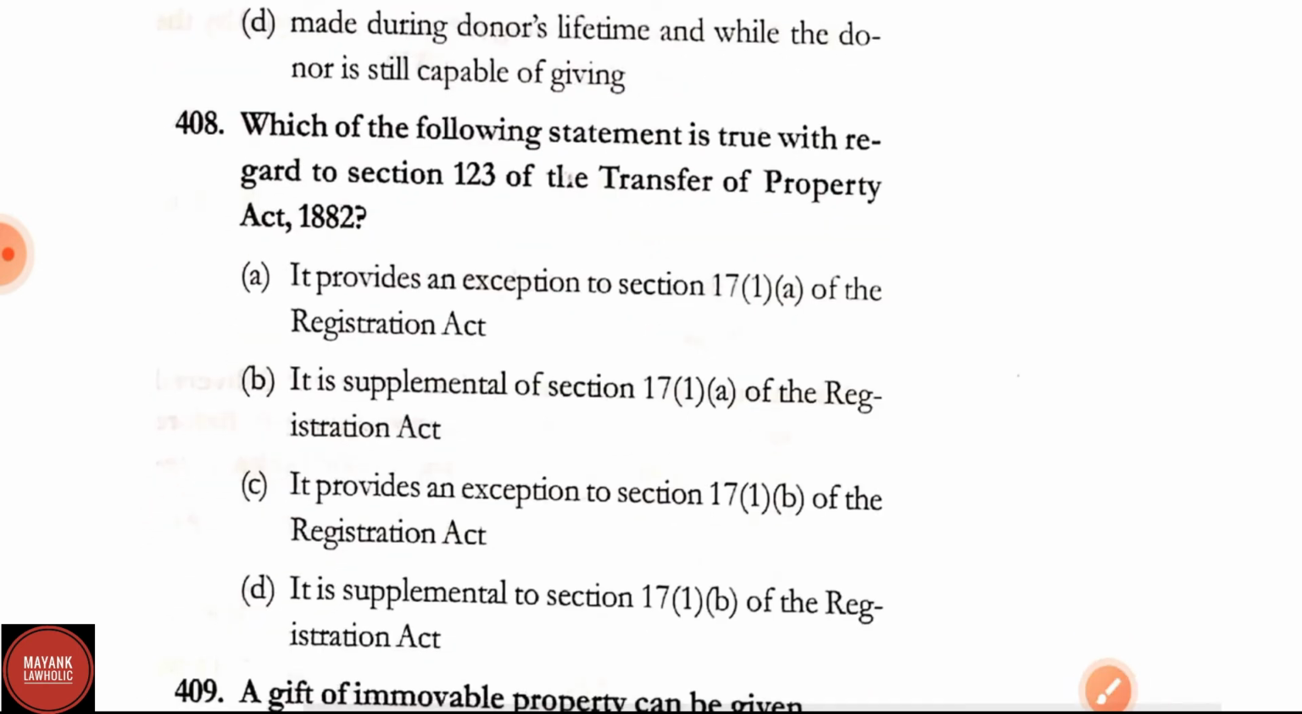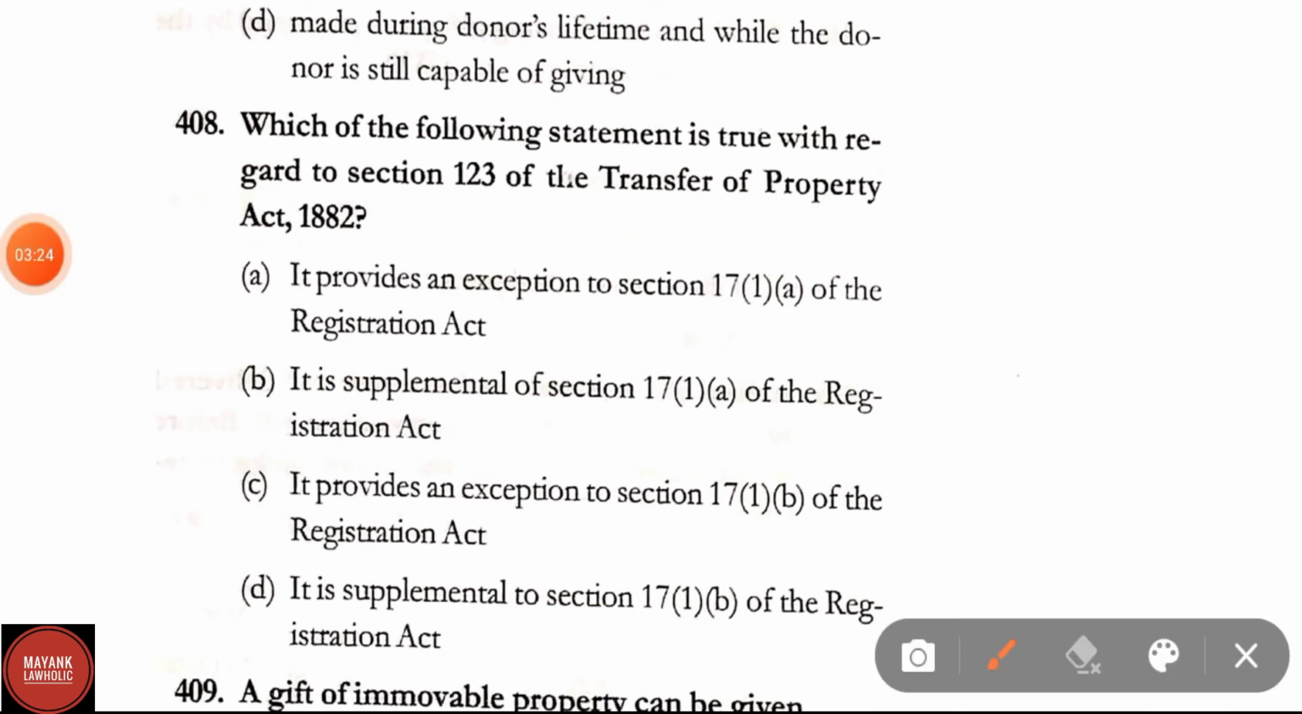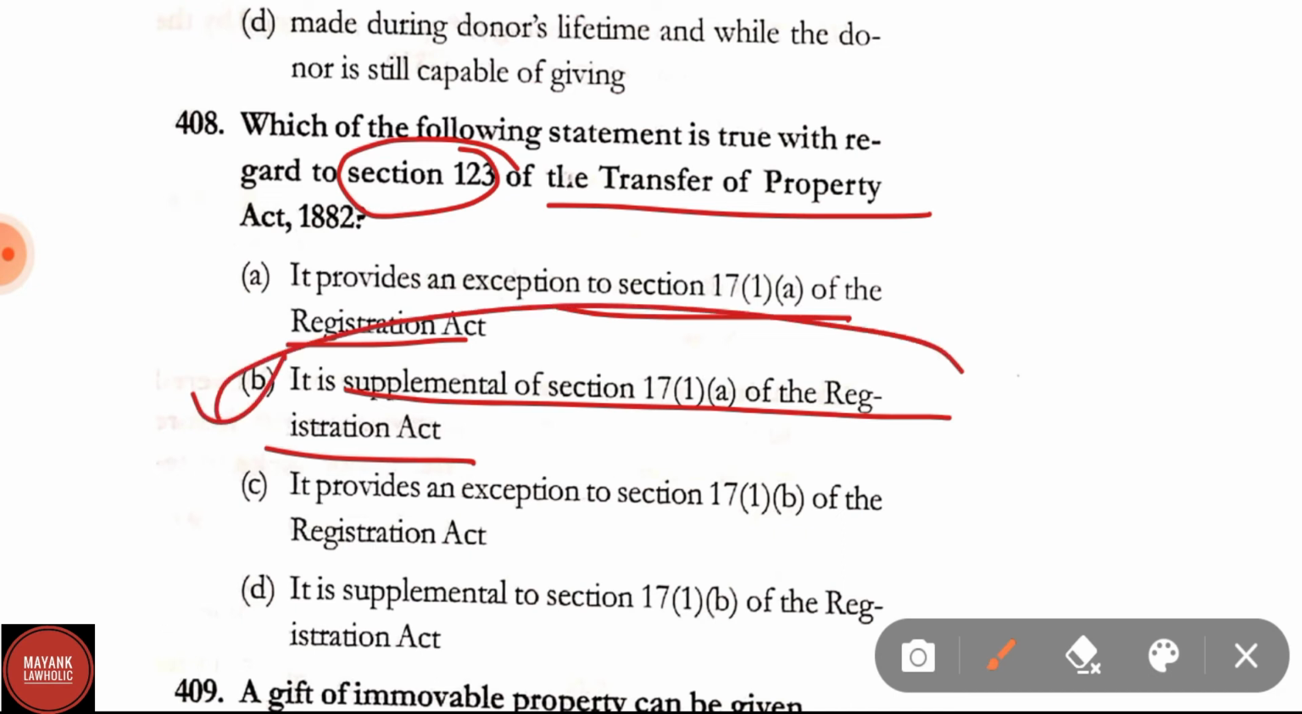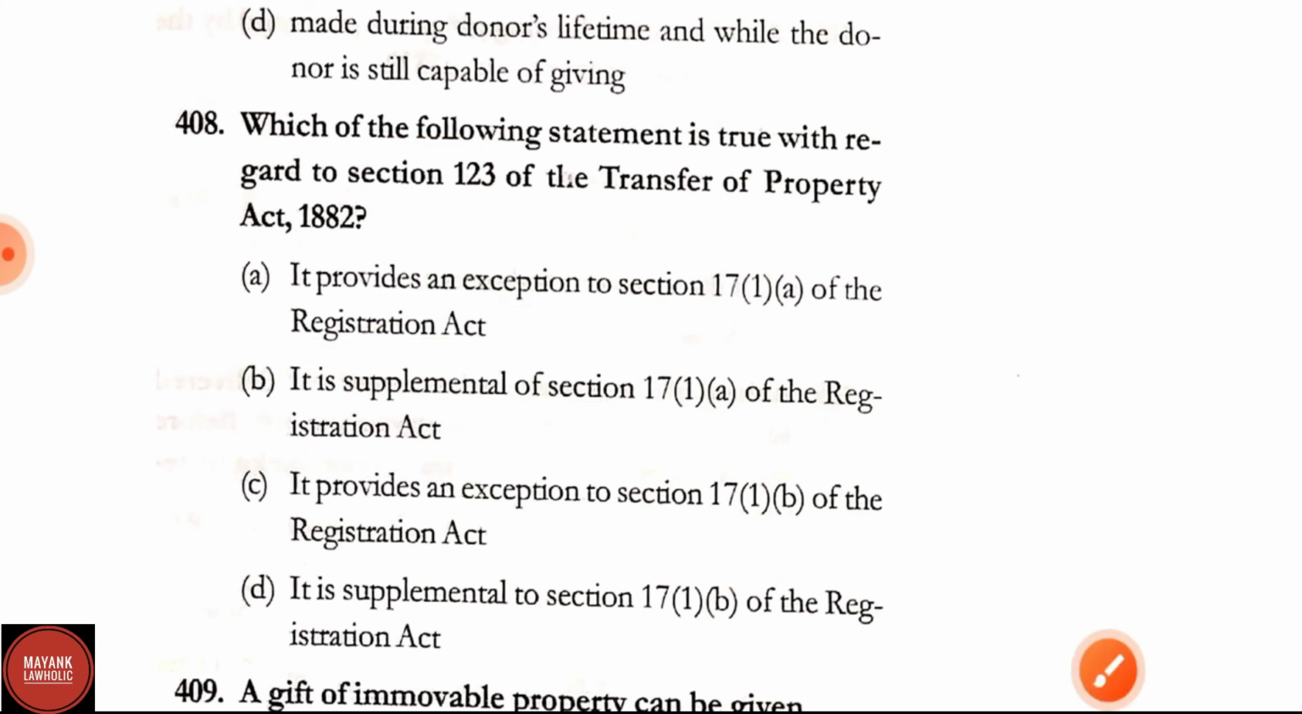Question number 408. Which of the following statements is true with regard to section 123 of TPA? Options are: it provides an exception to section 17 subsection 1 clause A of the Registration Act. Option B, it is supplemental to section 17 subsection 1 clause A of the Registration Act. Here option B is the correct answer. It is supplemental to section 17 subsection 1 clause A of the Registration Act.